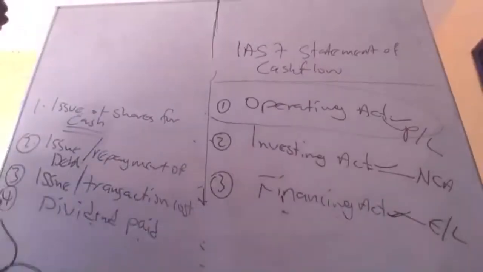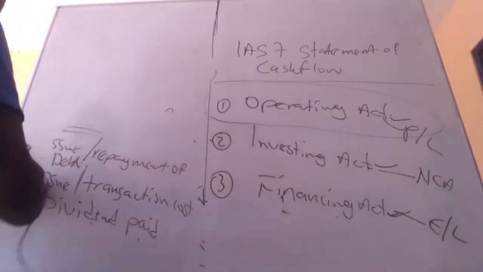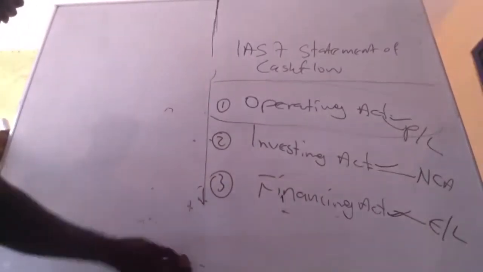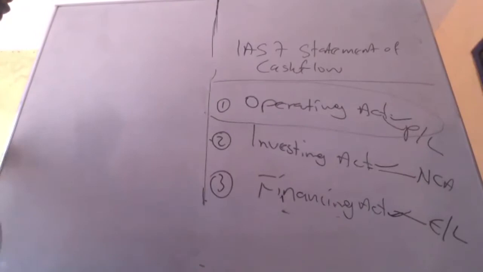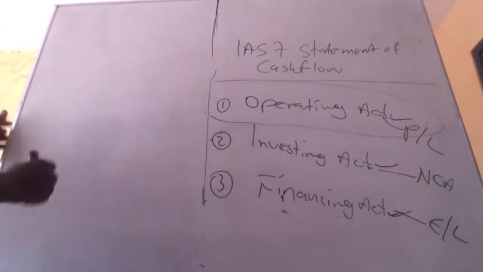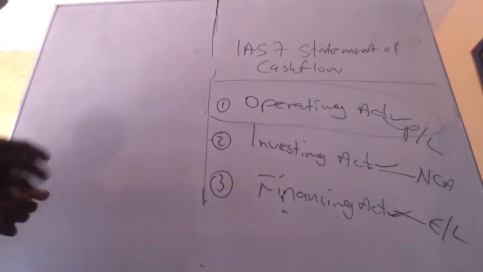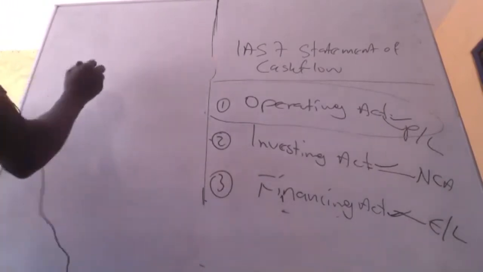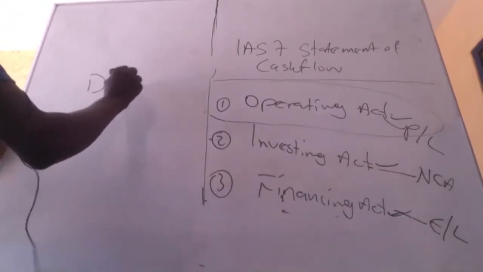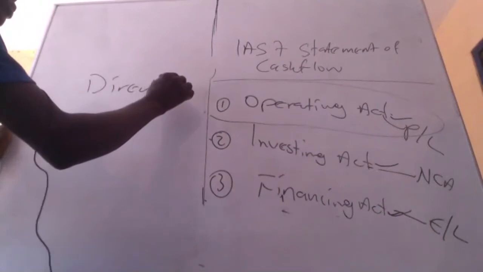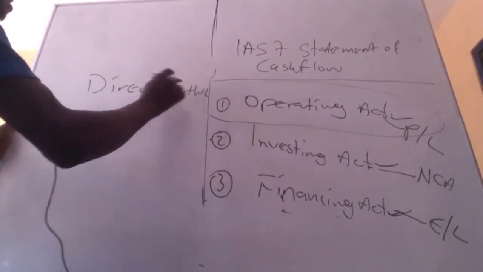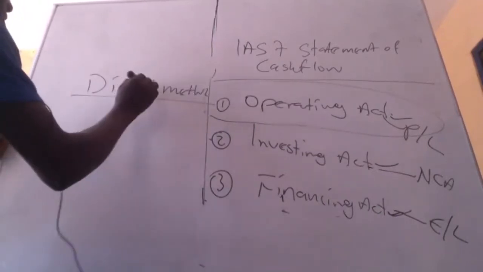So cash flow from operating activity, how are we going to prepare it? There are two methods. We have the direct method and then the indirect approach. So we are going to use the direct method. So direct method. Direct method. Good.